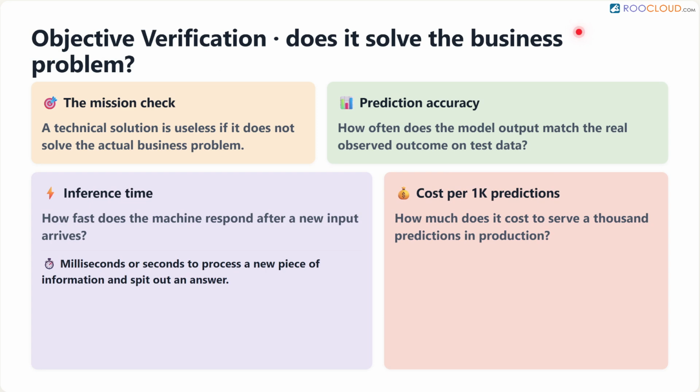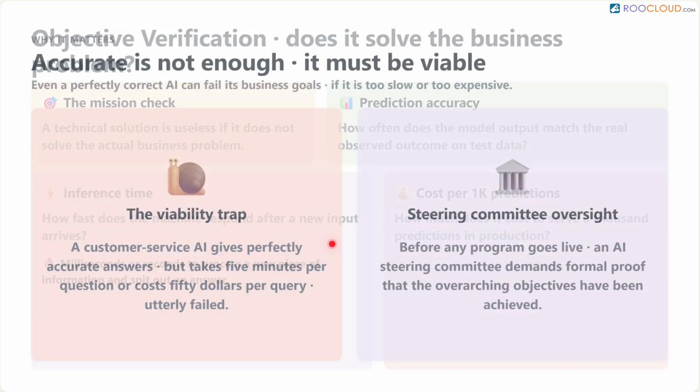Moving forward, we must examine objective verification. A technical solution is useless if it does not solve the actual business problem. Objective verification revisits the business goals and success criteria established very early in the use case development stage. We do this by measuring key performance indicators during the prototype phase. These indicators might include prediction accuracy, inference time, and the cost to serve per 1,000 predictions. Let us pause and translate inference time. Inference time simply means the amount of milliseconds or seconds it takes for the machine to process a new piece of information and spit out an answer.